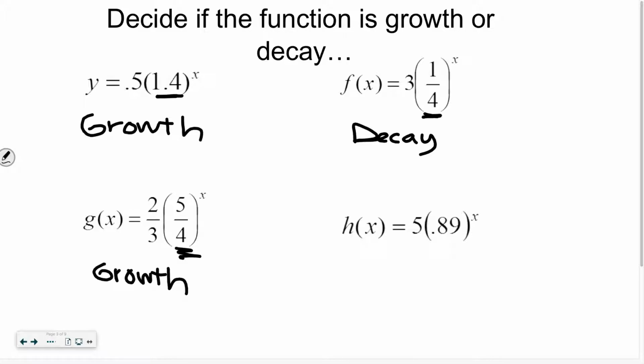And then, Dylan, what'd you guys say for the last one? Decay, because you're looking at what? 0.89 is less than 1, but it's more than 0, so it's a decay. Okay, excellent. So on these, you don't look at any part of the A value. You wouldn't look at anything else other than B, whatever the exponent is touching, to determine growth or decay.